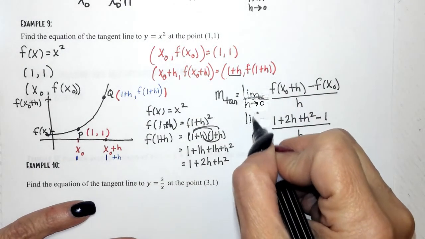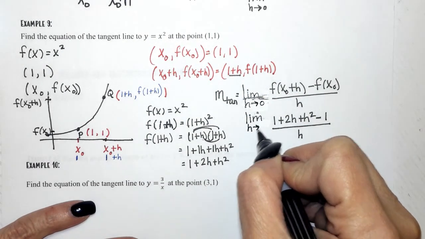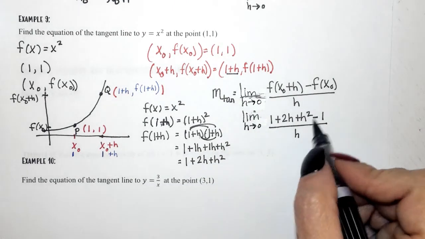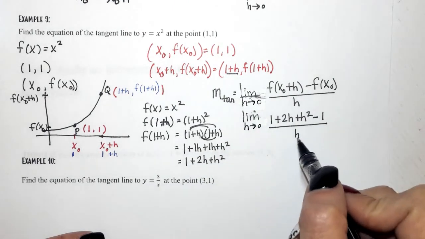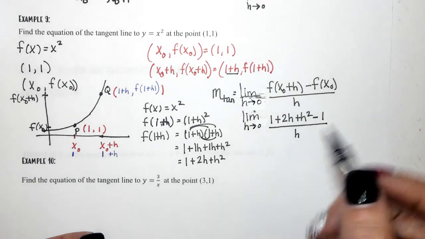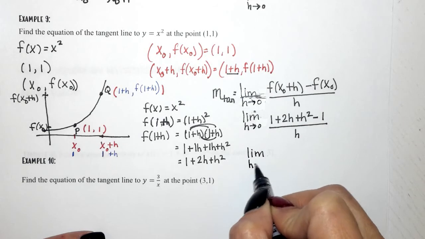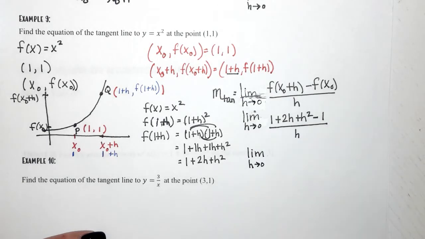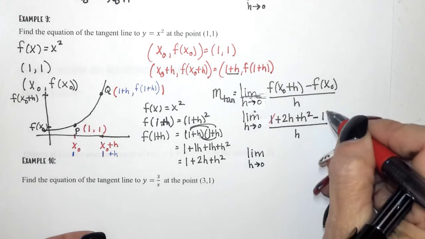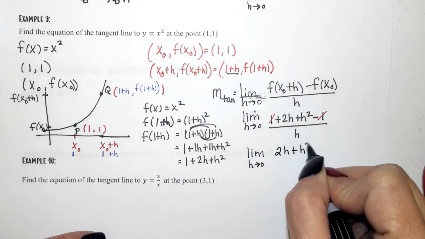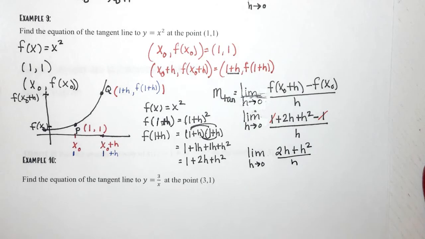It's gonna be the limit as h approaches 0. The slope of the tangent line is this. So here we go. I can't put 0 in the denominator, right? So I'm going to see if I can clean this up a bit. So this is the limit as h approaches 0. 1 minus 1, let me get my red pen. 1 minus 1 will cancel out. So I'm going to have 2h plus h squared over h.